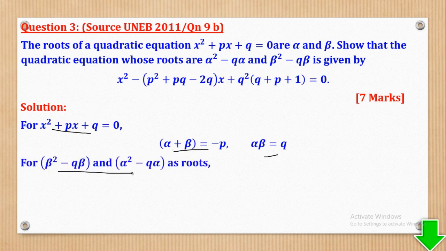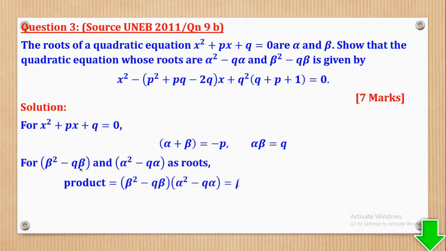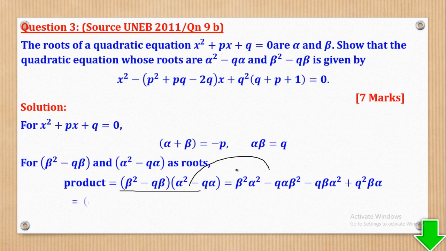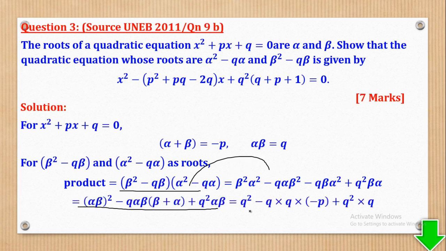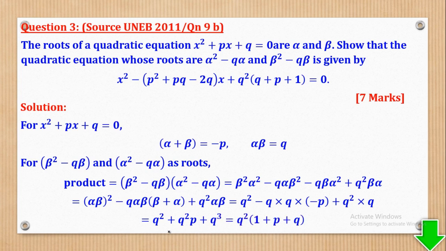Then for these ones as roots, it implies that you have to first get the product and for the sum also. So product gives you this, expand to give you that. Then collect like terms and factorize, then substitute to give you that. So when I simplify, I'll come up with this as my product of roots.